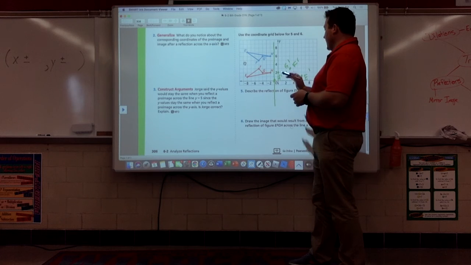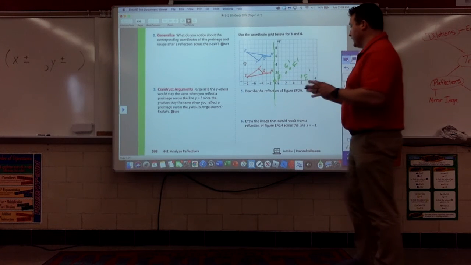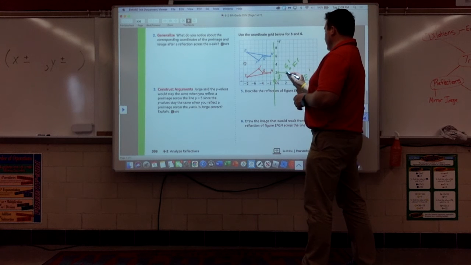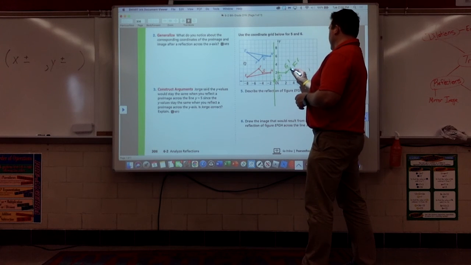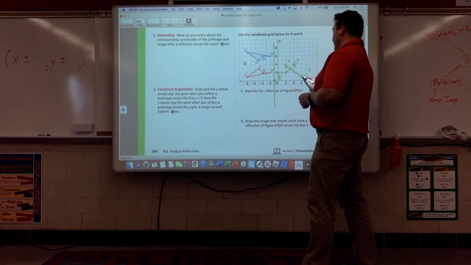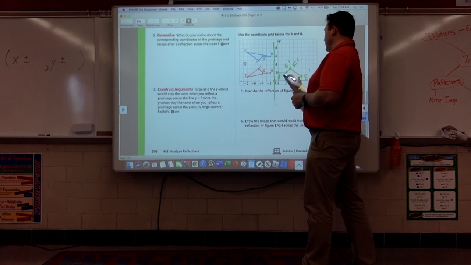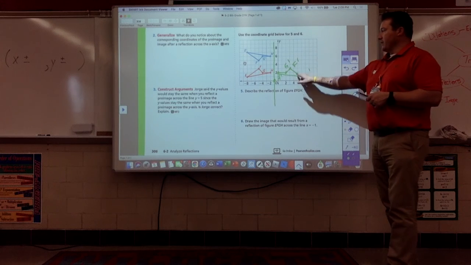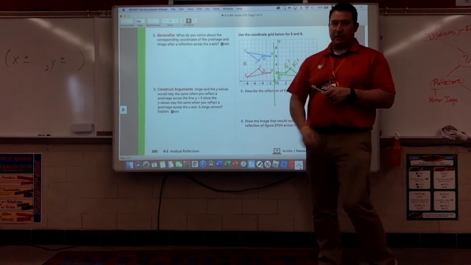E prime. Now, these figures kind of get confusing. So if you need to, go H to G, G to F, F to E, and then E back to H. Okay? There we go. So there's our image after we did our reflection.